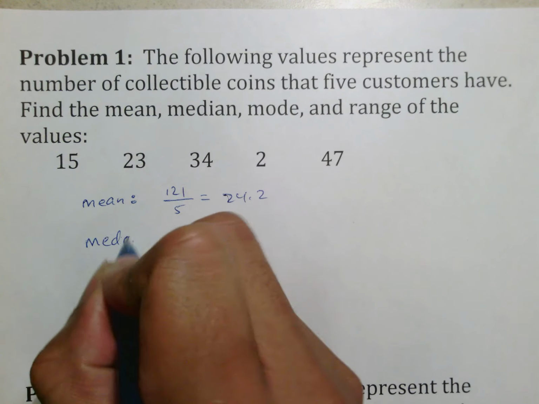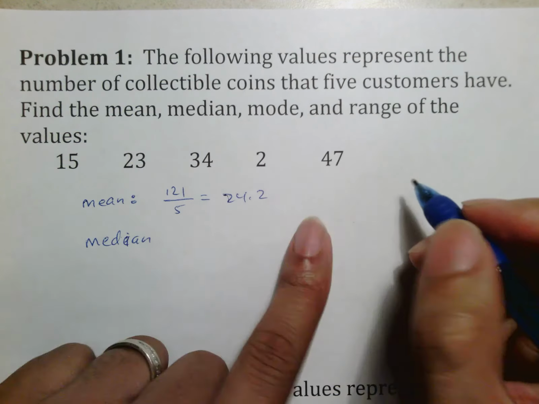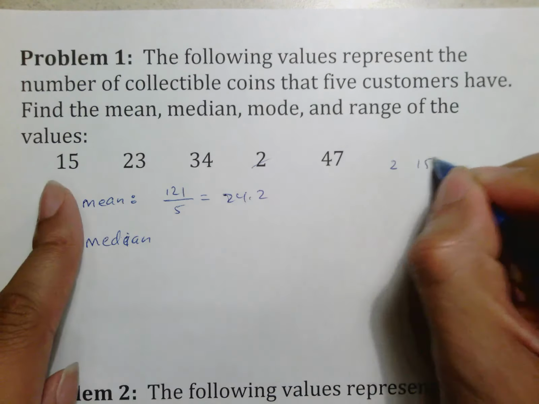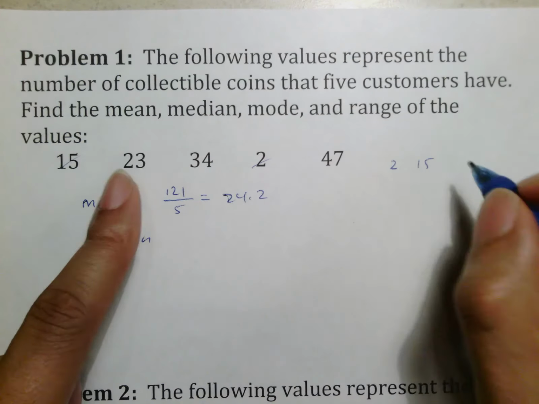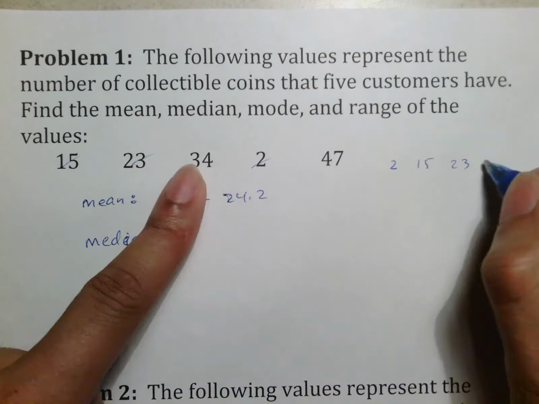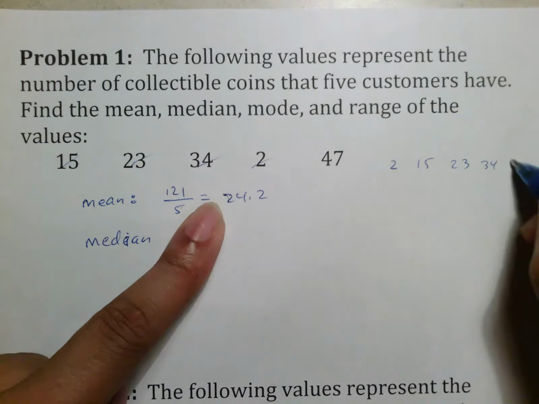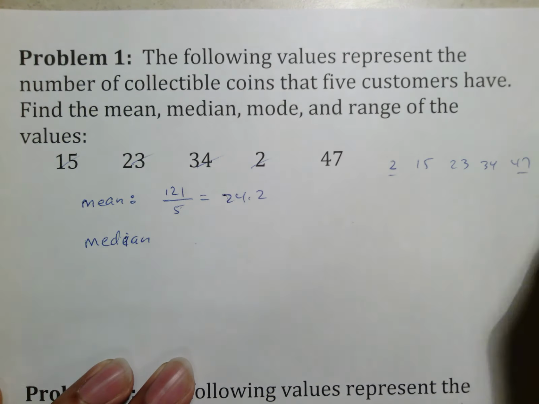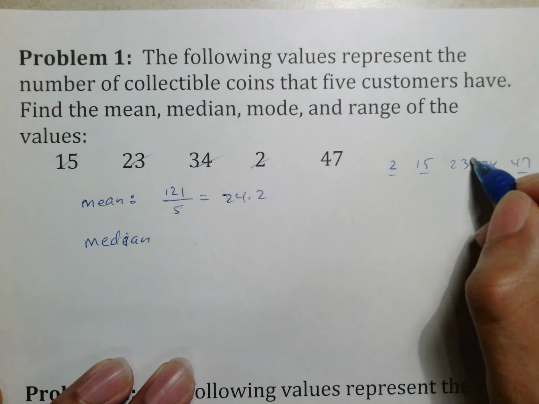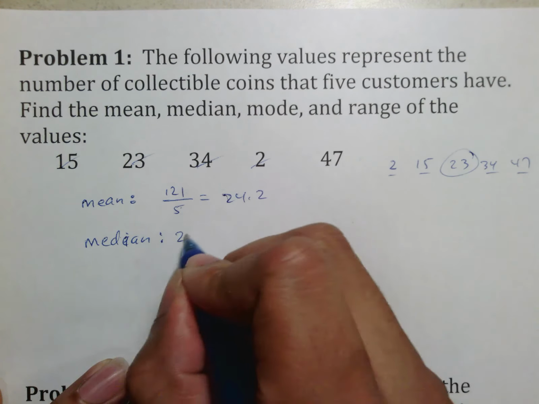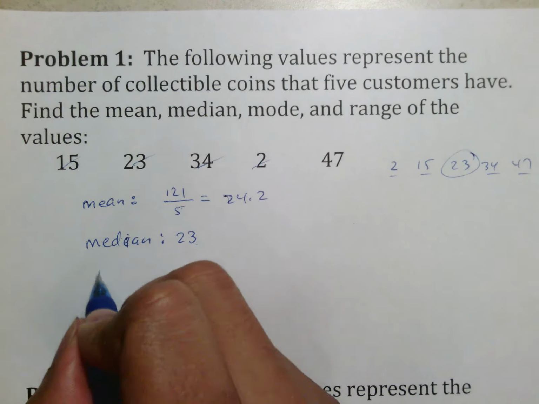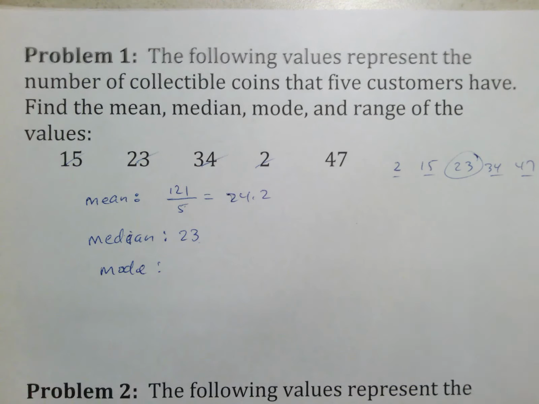The median means I now have to take these and put them in order. So 2 is first, 15 second, 23, 34, 47. Those are my 5 numbers, and median being the middle means I match first to last, second to fourth. That would be my median. That is my middle number there. So the median there is 23. The mode, again, is the one that occurs the most.